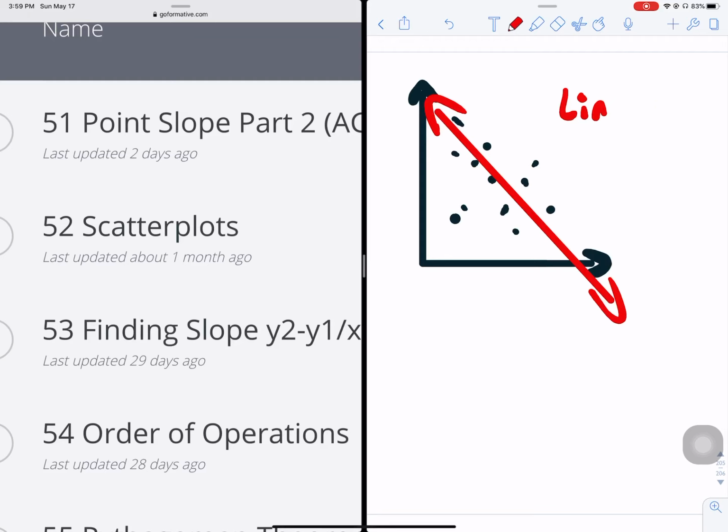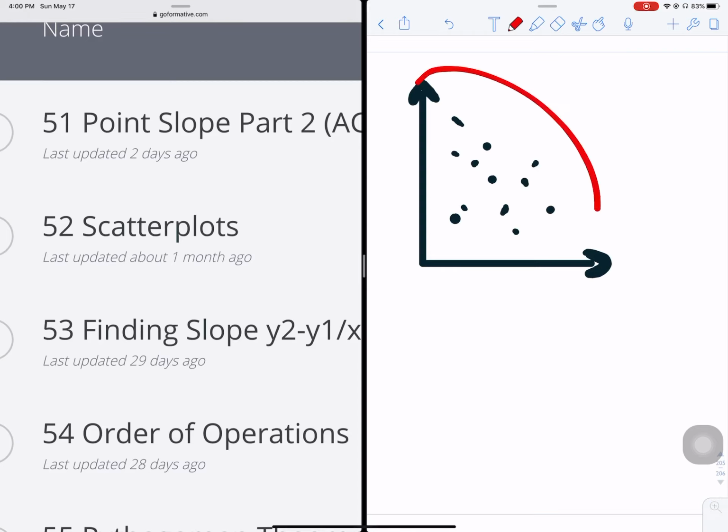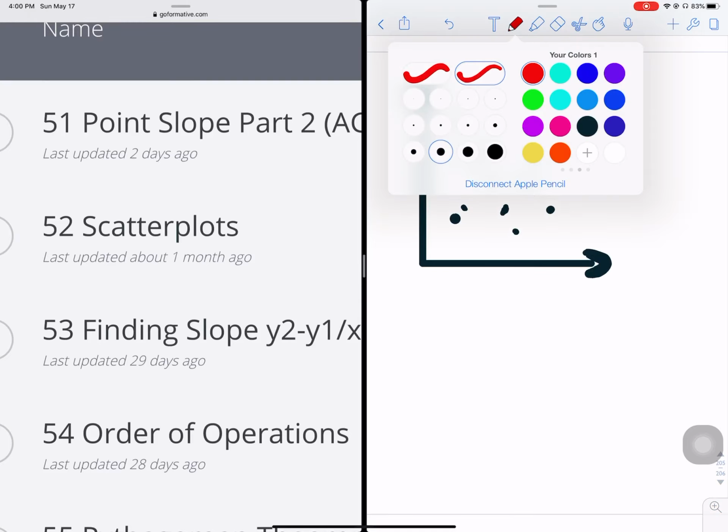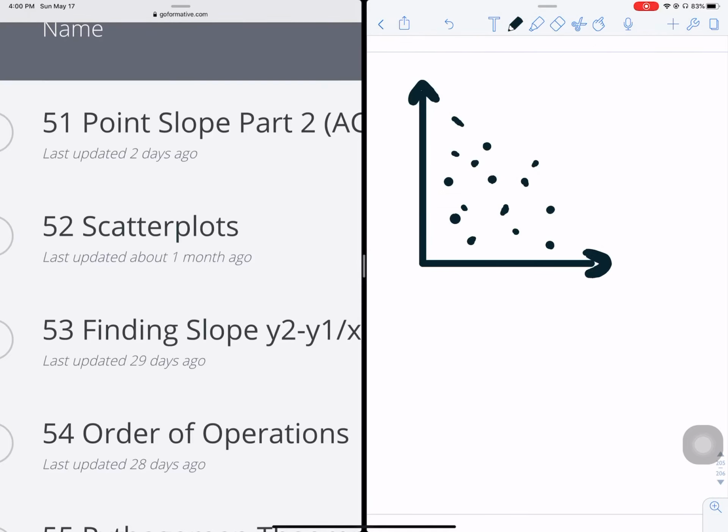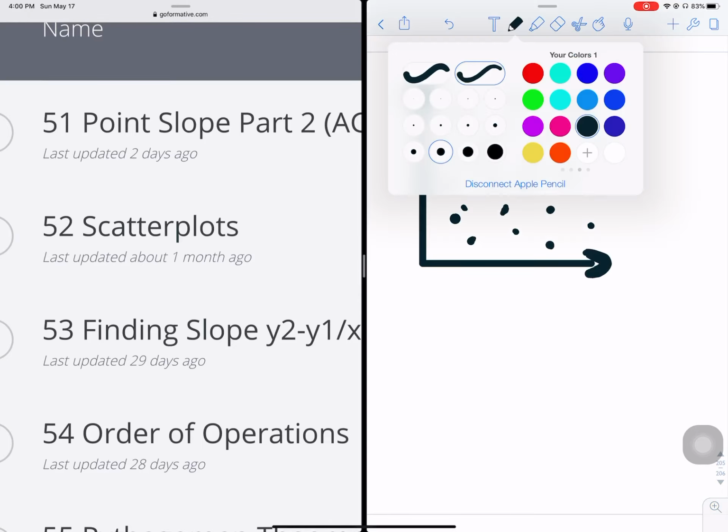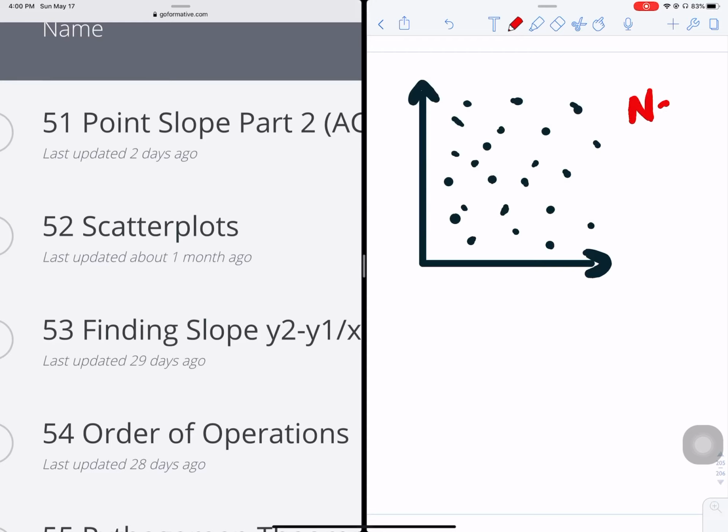You don't have to do the line of best fit. You just need to recognize the overall points on a graph, if it's a positive correlation, a negative correlation, or if there's no correlation. So let me give you an example of all three of those, okay? So this one is pretty random. So this is going to be considered no correlation, okay?